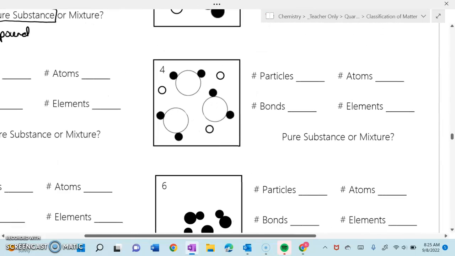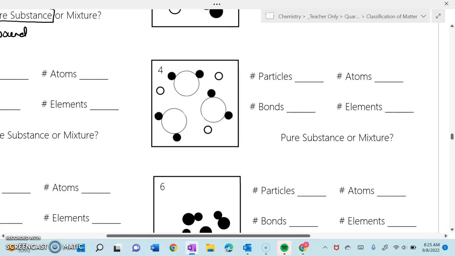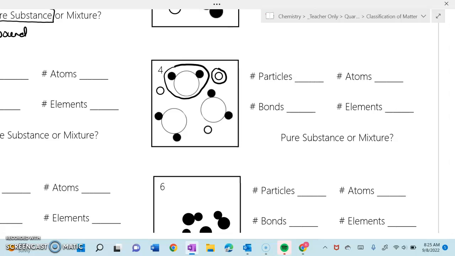Okay, so let's take a look at another problem. Let's do number 4 here. Same process. Let's count. Looks like we have 2 different types of particles here. So we've got this Mickey Mouse looking one and then this circle. So we have 2 different types of particles, but total particles, we have 3 of the Mickey Mouse ones and 3 of the white ones. So that would be 6 total particles.